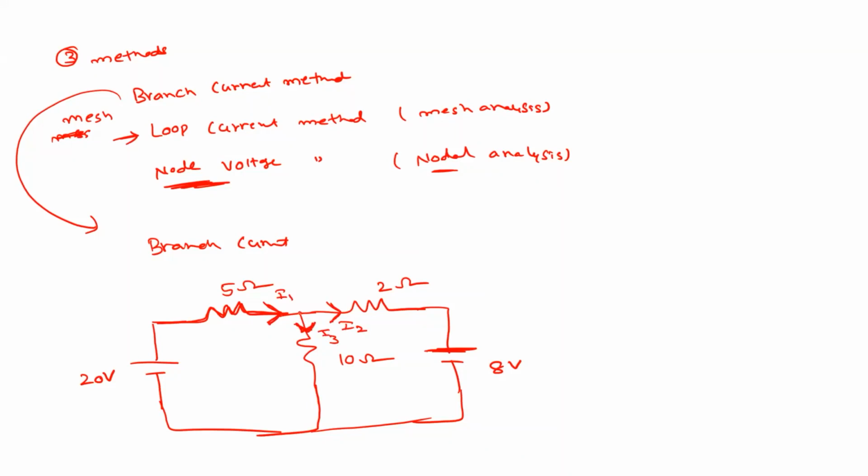So this is a node. We're already talking about this node. What is a node? Where the current splitting takes place. That is known as a node. So how many nodes do you have in this network? Two. So assume this is node A and this is node B.